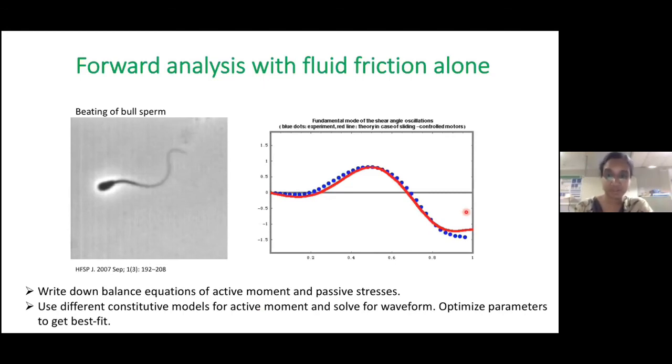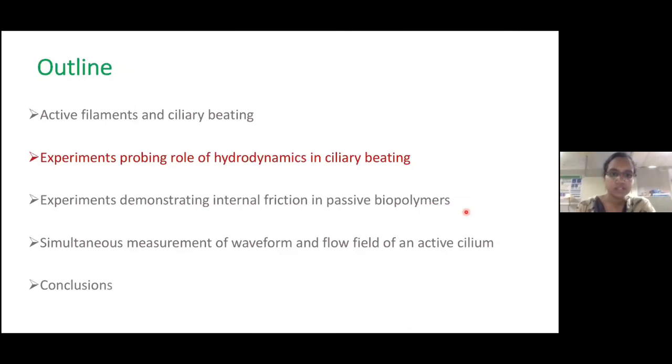So notice this is an inverse problem, where you write down equations of motion and then you are trying to estimate parameters that will lead to the best fit for the experimental waveform. So this is the background, or a short background, of ciliary beating. And as I mentioned, the source of friction has been something which has been debated in the scientific literature in the context of ciliary beating.